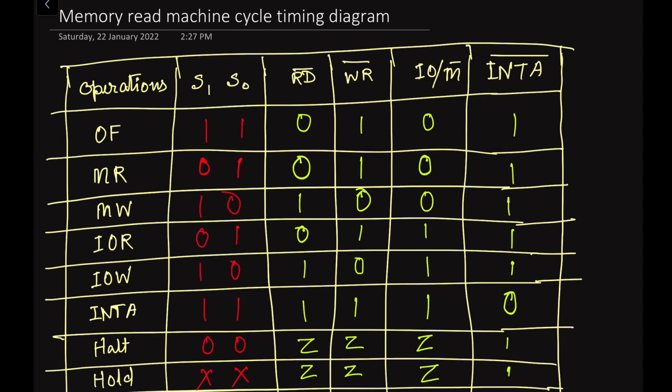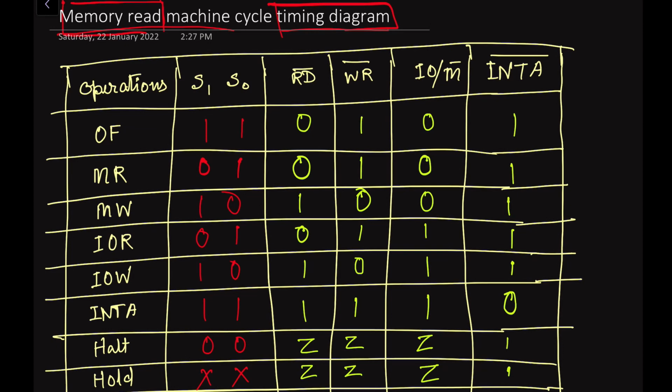So in this video we will learn about the memory read machine cycle timing diagram. That means we will learn how to draw the timing diagram for the memory read machine cycle. Okay, so here you have to understand two parts. One is the timing diagram, that is the graphical representation of a machine cycle. That is various control signals as well as the address bus and data bus signals. So we will represent various signals as well as the contents of the address bus and the data bus for understanding the memory read operation.